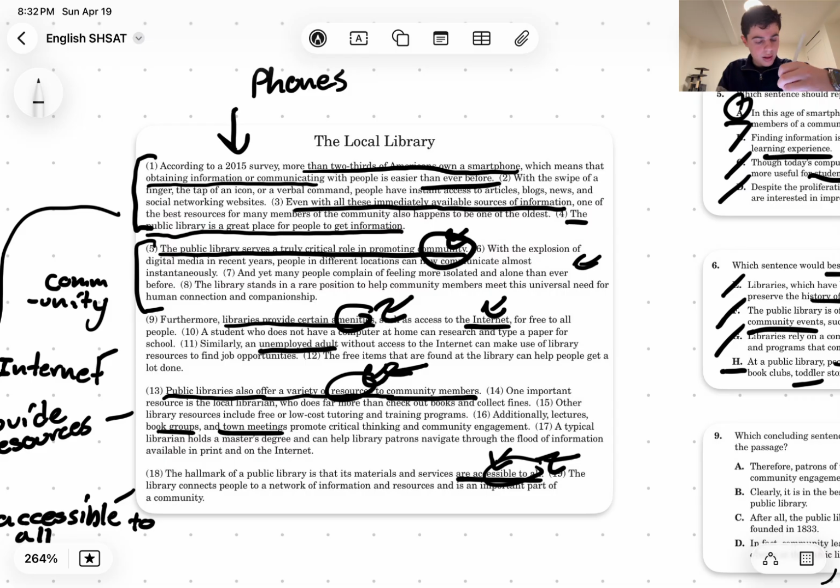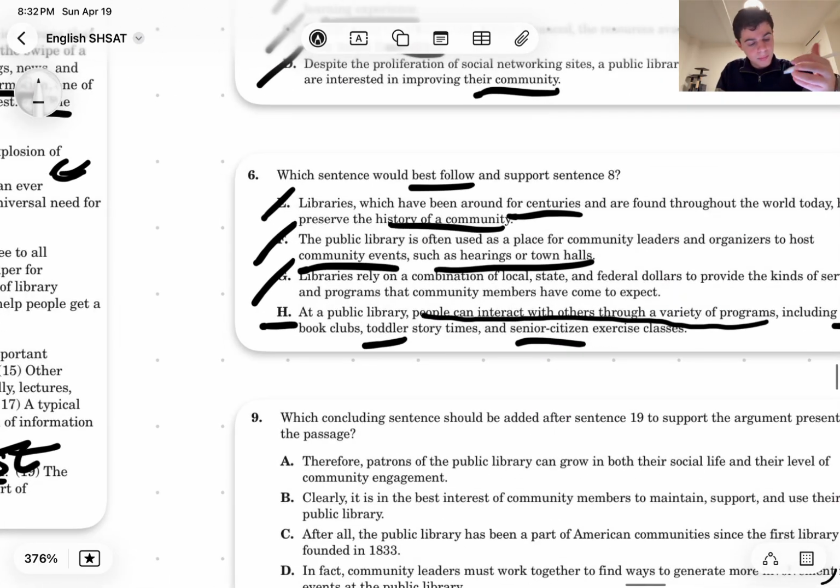It says the library stands in a rare position to help community members. So by arguing that it helps all the different types of community members, that would make a good support for 8. So it makes sense to follow 8 with saying, oh, toddlers, teenagers, and senior citizens all benefit from the library, right? So that definitely makes the most sense here.